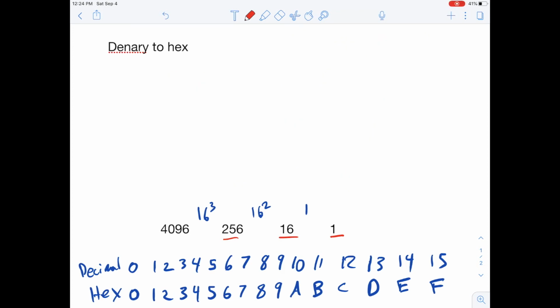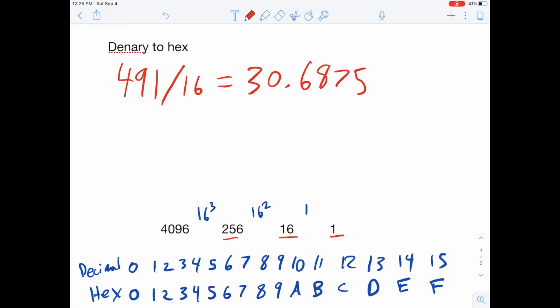Alright, let's do denary to hex again. So we will try 491. We'll convert that into hex. So the first thing I'm going to do is divide it by 16. That is going to give me 30.6875. Now, in order to get the remainder, I'm going to take that 0.6875 and multiply it by 16. That is going to give me 11.